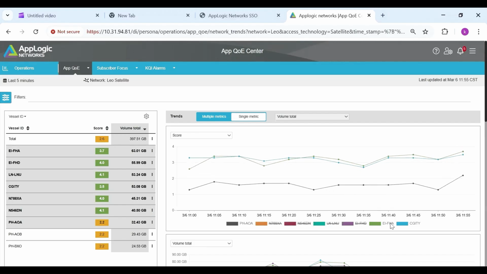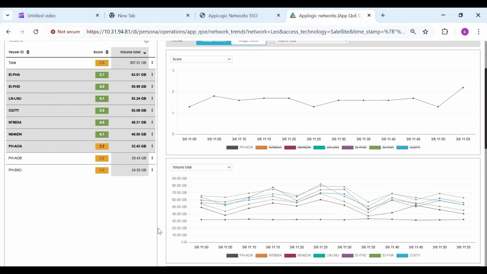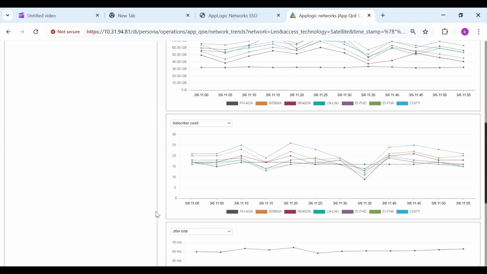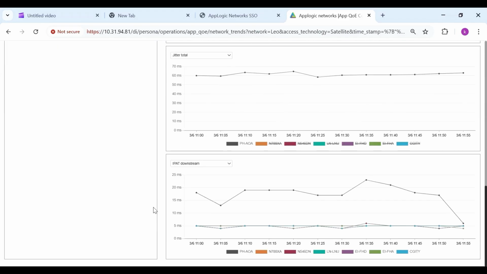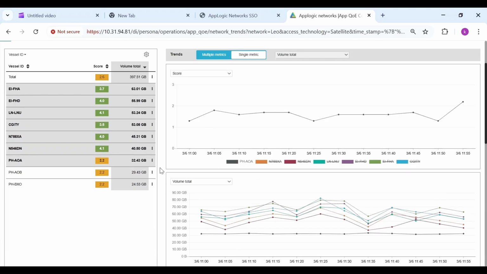In this particular case, we see that there's an issue with this PH-A0A tail, and we can see how that's performing over time. We can look at different metrics, such as subscriber count. We can look at their jitter. Looks like one of the flights is also standing out from a jitter perspective, so we can see which one. It happens to be the same aircraft tail number. And same thing with the inter-packet arrival time downstream. We can also see that it's an outlier compared to the other aircraft tail numbers.